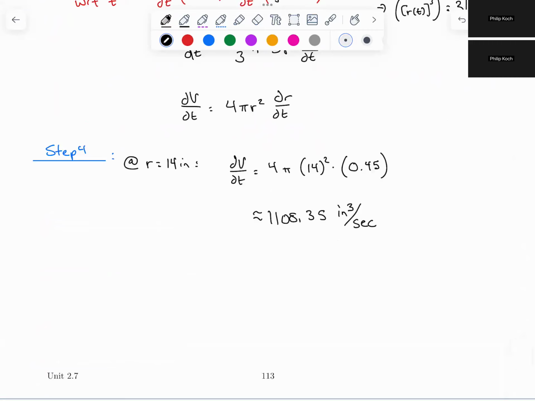Now, you could do that by memorizing the fact that volume is a 3-dimensional object, and so it should be inches cubed. Like area is 2-dimensional, so area is inches squared, and perimeter is 1-dimensional, so that's just inches. Or you can appeal straight to what's going on. This is 14 inches squared, and this is inches per second. The 4 pi is just a constant, so you've got inches squared times inches per second.